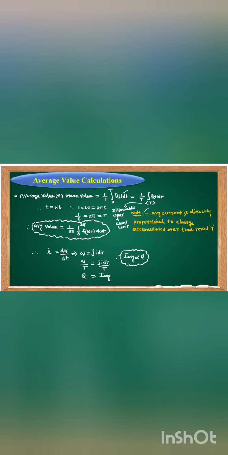This is the statement: average current is directly proportional to charge accumulated over time period T. Over a time period T, how much charge is accumulated? That is average current. This is an important statement that you have to know. This is one of the formulas to calculate the average. Students, concentrate. Just a minute.